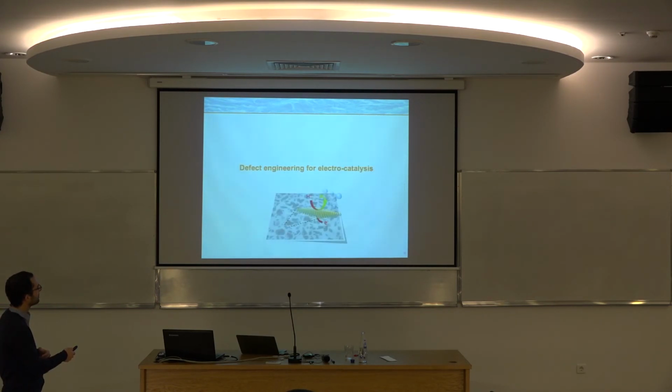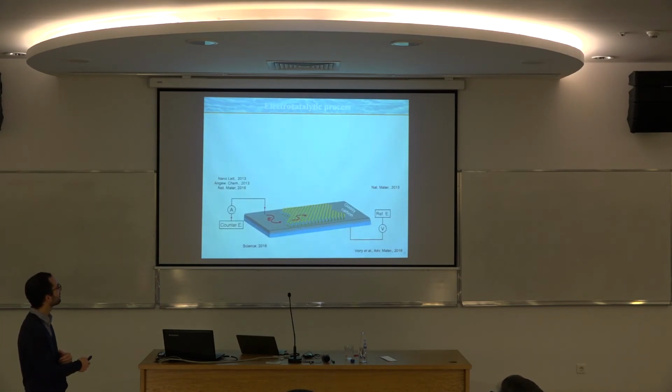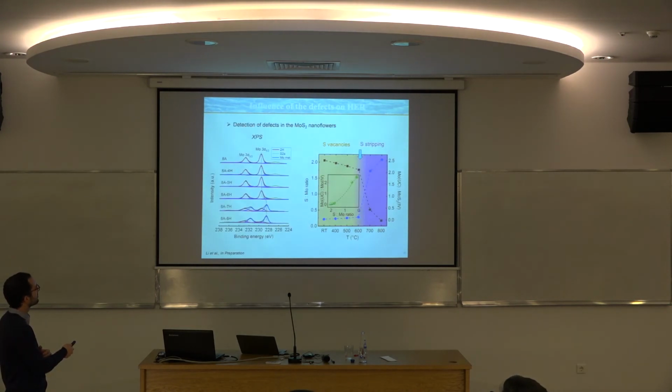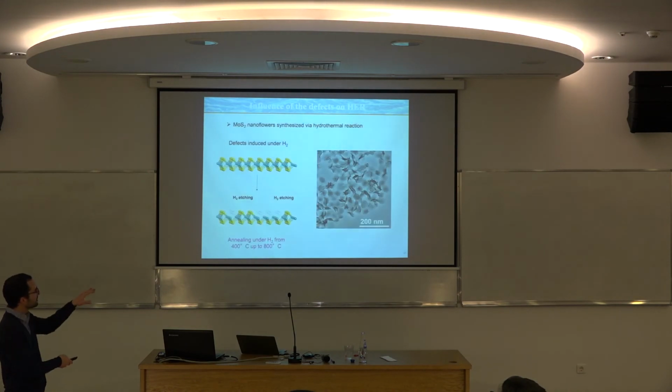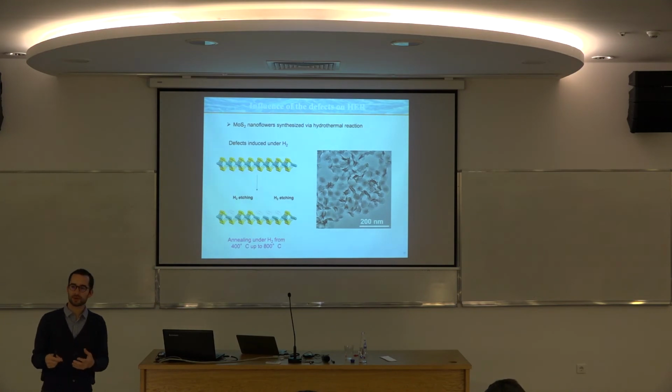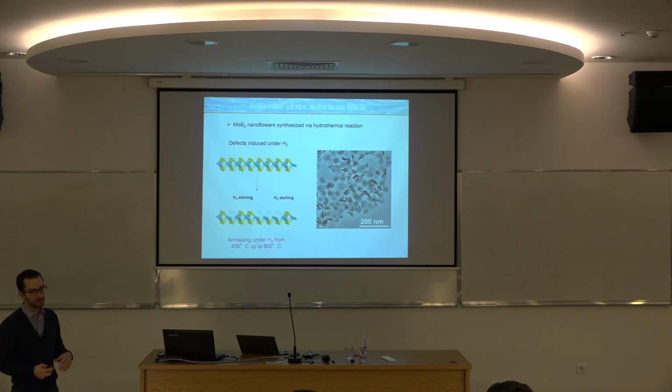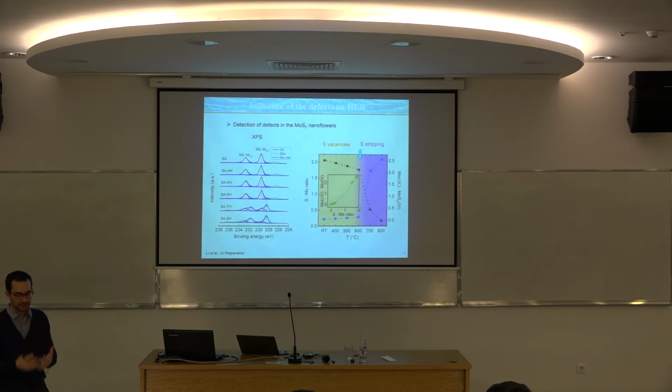And I think I will go quickly on this, but we can also control the defects. So what we did is we synthesized these nanoflowers of MoS2, and then we treated these nanoflowers under hydrogen at high temperature. As you increase the annealing temperature in a hydrogen atmosphere, you will create more sulfur vacancies. And by controlling the temperature, we can control the amount of vacancies that we create. So here we use very simple TMDs that have been grown by hydrothermal reactions. So the parameter we want to investigate is the influence of the nature of the defects.